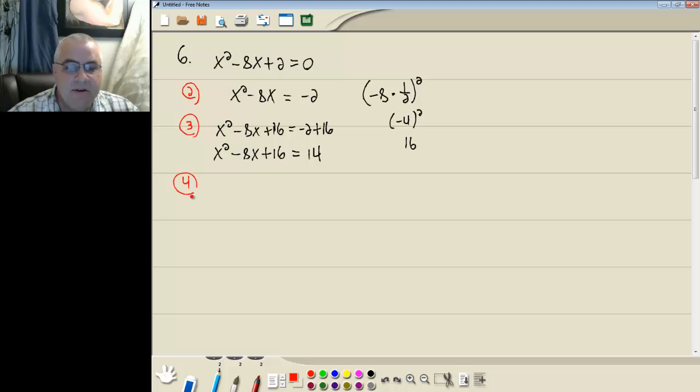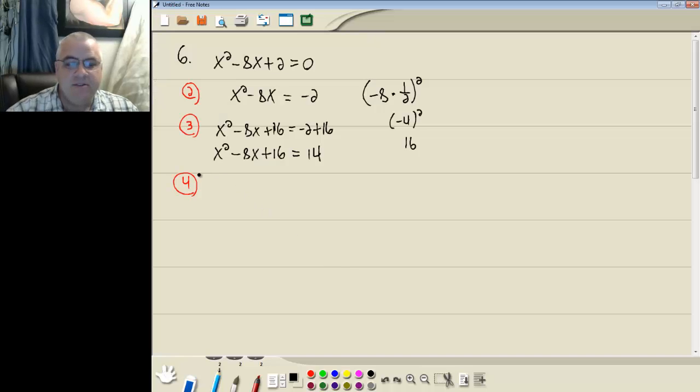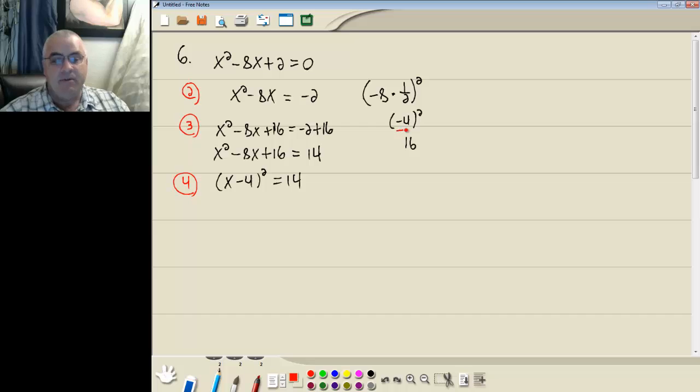Step 4. Factor the left side. This is going to factor as x minus 4 squared. Now there's a little bit of a trick to this. Whatever number is right here, right before you square it, sign included, this negative 4, is always what goes right here. So if this had been a negative 7, we would have put a negative 7 here. If you remember that, it makes that step so easy. There's really no factoring at all.